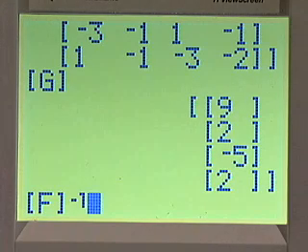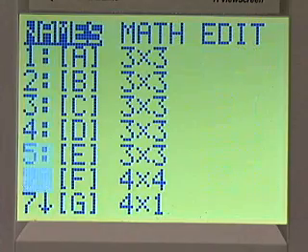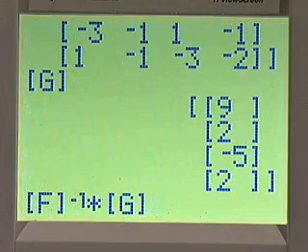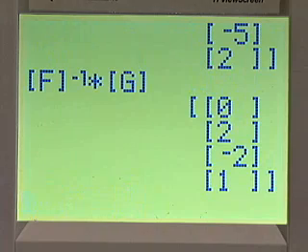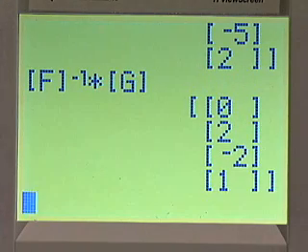So F inverse times the G matrix will give us a matrix of our solution. There it is. We know now that X equals 0, Y equals 2, Z equals negative 2, and W equals 1. That's a great way to solve systems, isn't it?